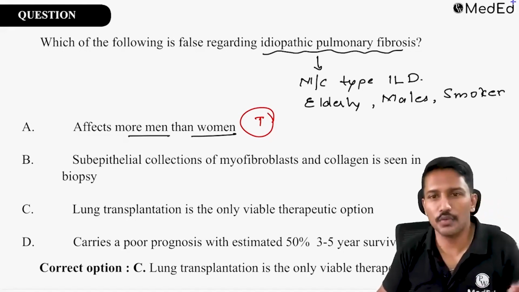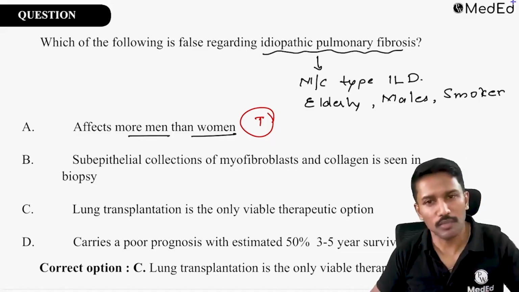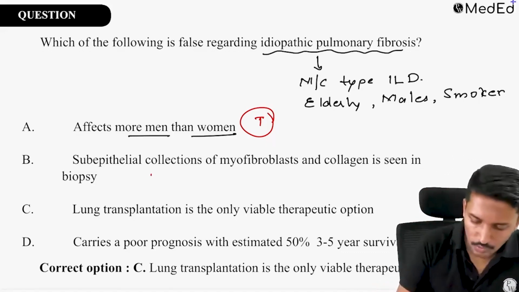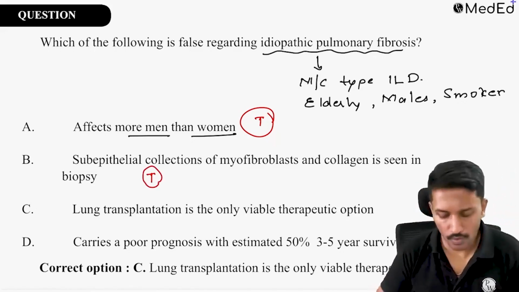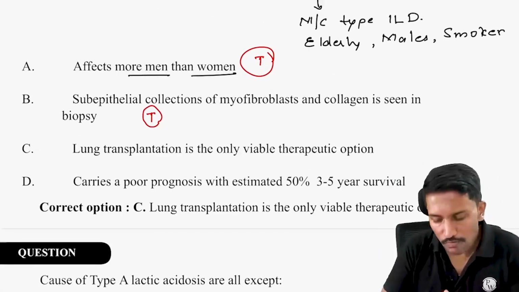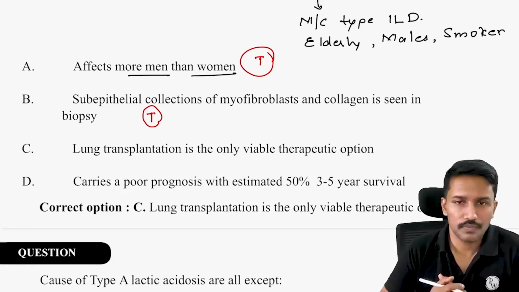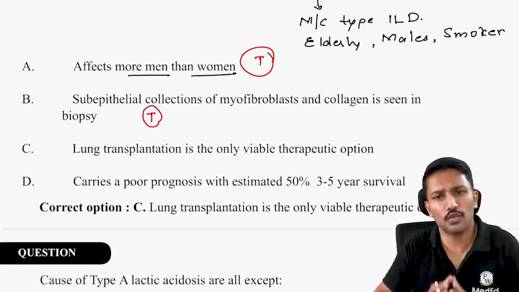Well, this is a connective tissue disorder where there is increased proliferation of fibroblasts depositing more connective tissue. So as of now, this appears true. Anyway, I will revisit this option again. Okay. Now, when I look at option C, lung transplantation is the only viable therapeutic option. Do you think it is true?